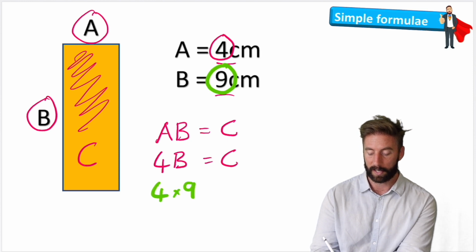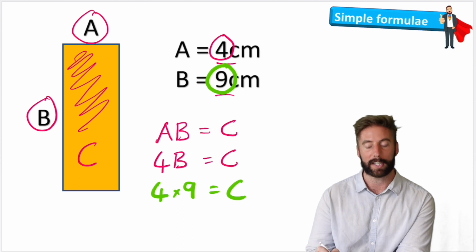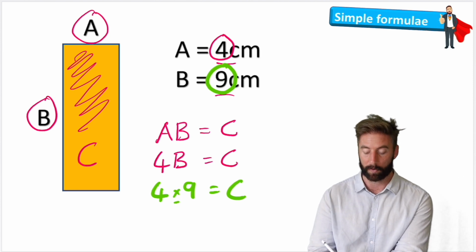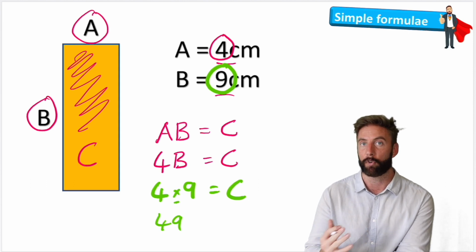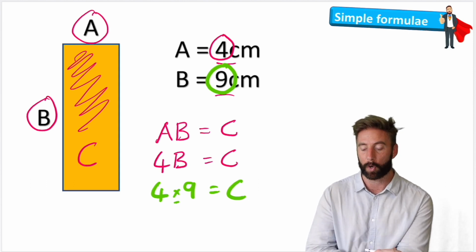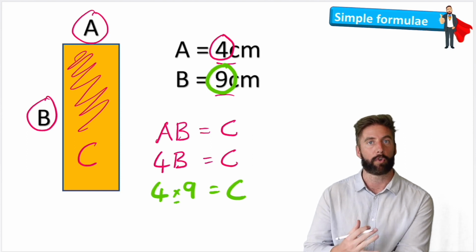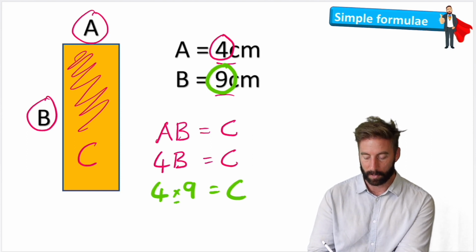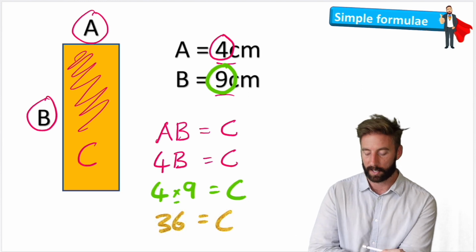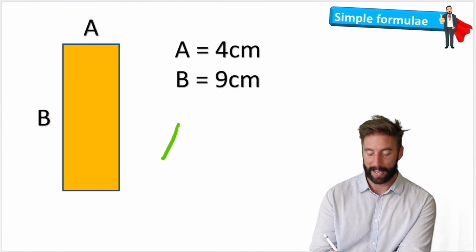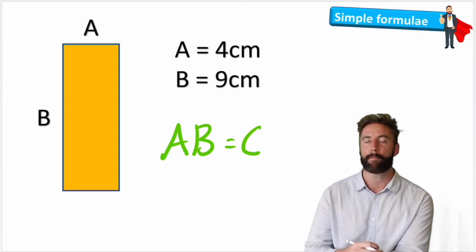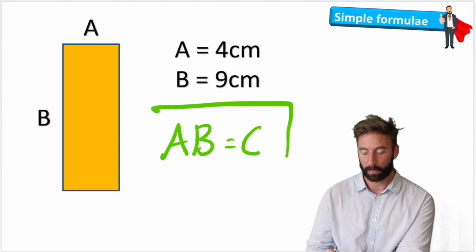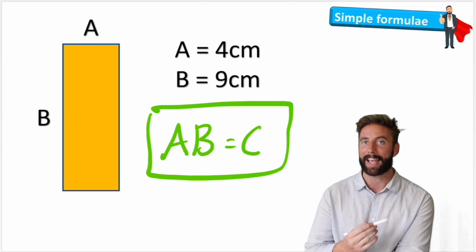times 9 equals C. And you can see I've had to put my multiplication sign back, otherwise I would have ended up with 49, and that could be misinterpreted and misunderstood as being just the number 49. And now I can solve my algebraic equation by doing 4 times 9, and 4 times 9 is 36. So my answer would be 36 equals C, or C equals 36. So the formula AB equals C is very useful, but very basic. But this formula will always work when finding the area of a rectangle.